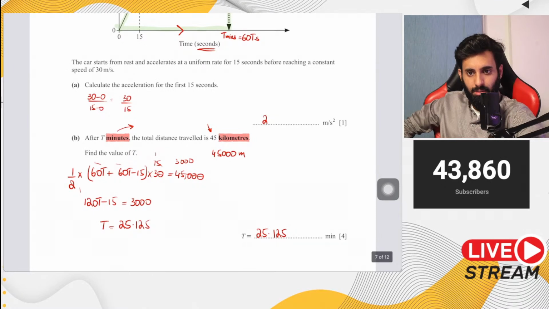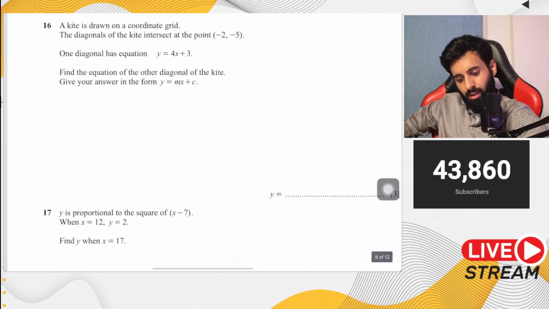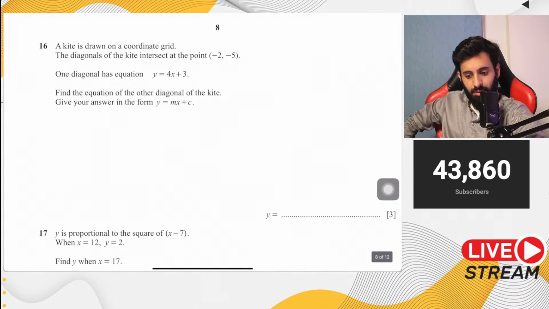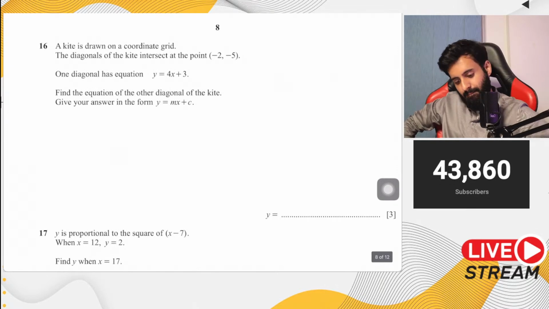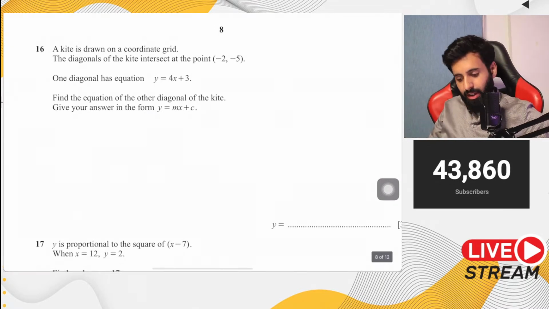Okay, now what do we have next? Question number 16. I'd like you guys to have a look at question number 16 first. A kite is drawn on a coordinate grid. You guys know what a kite looks like, right?